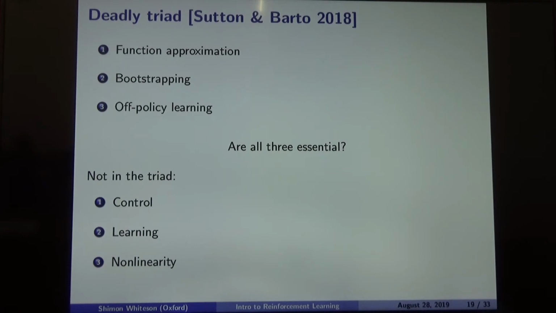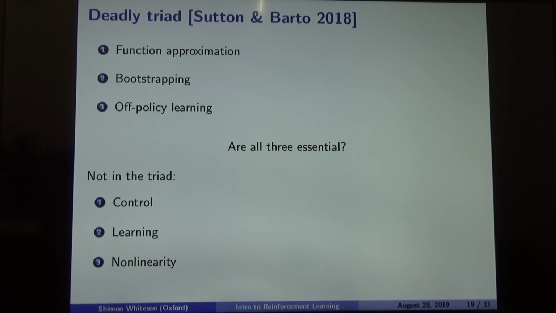Learning is also not in the triad. So we may not be doing reinforcement learning at all. We could be doing sample-based planning. Suppose you have a model, so you're doing not reinforcement learning but dynamic programming, but you're doing dynamic programming on a really large state space, so you don't want to use a tabular representation of your policy and value function, so you're using function approximation. Then you can still have this divergence as long as the three elements of the deadly triad are there. No learning or data involved.